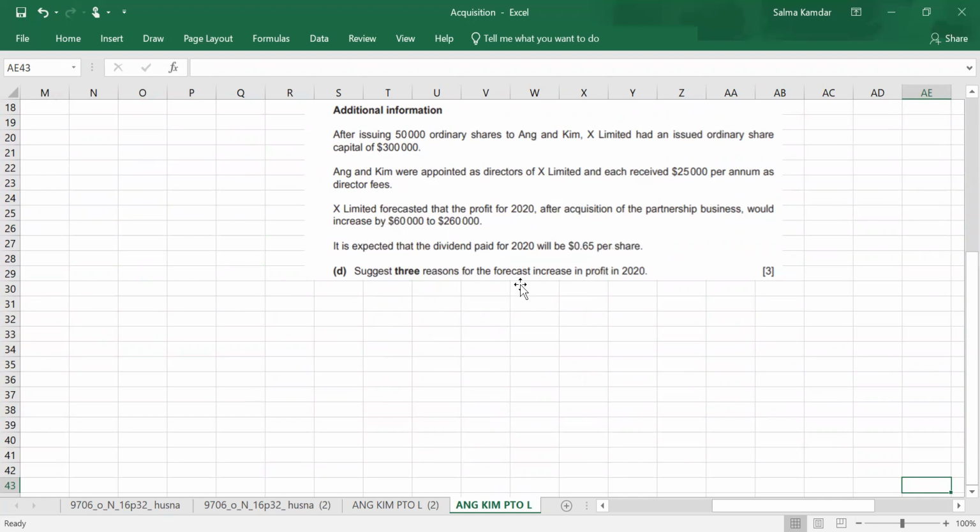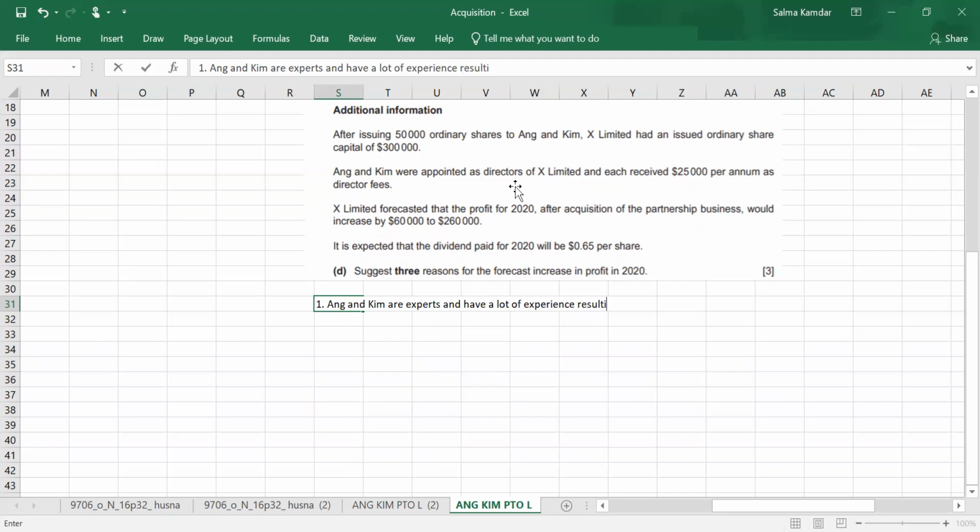Give three reasons why they are forecasting increase in profits. Why is X Limited forecasting increase in profits? The first reason that they are expecting the forecast and increase in profit is because Ang and Kim are experts and have a lot of experience, resulting in profits.